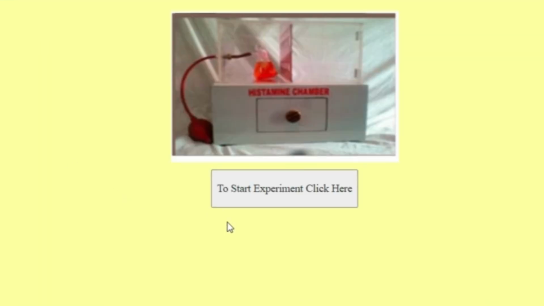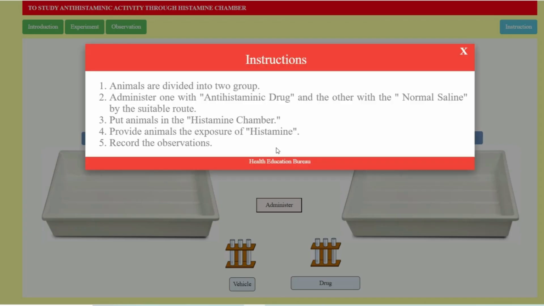To start the experiment, click here. So we will click here. Next, click here. Now you can see the guinea pig inside the chamber. So we have to keep both sides. To proceed further, click here. So we will see the instructions first. Animals are divided into two groups. One is administered an antihistaminic drug and the other normal saline by suitable routes. Put the animals in the histamine chamber and expose them to histamine. Record the observations.